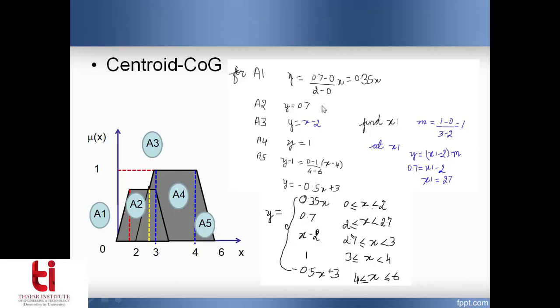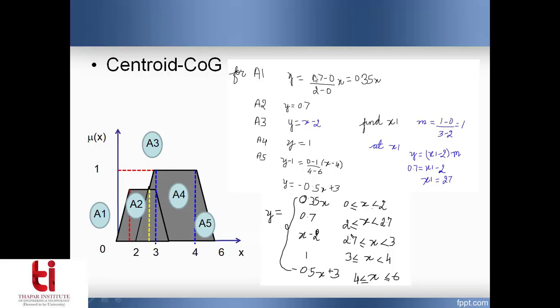So I have already done the calculation because this would have taken more time trying to write on this digital screen. For area A1, I first identify the points. There are 2 points between which the slope is there. The first point is 0, 0, that is both x and y are 0. And the second point is x is 2 and y is 0.7. So it is 2 and 0.7.